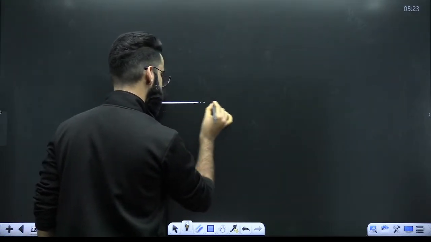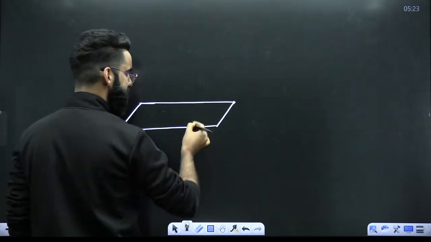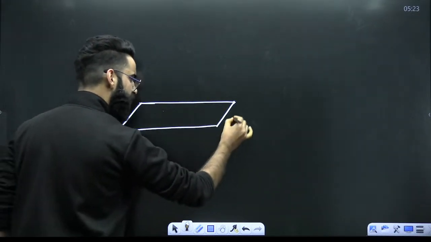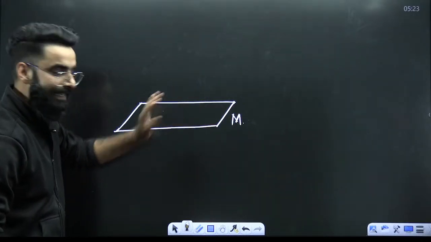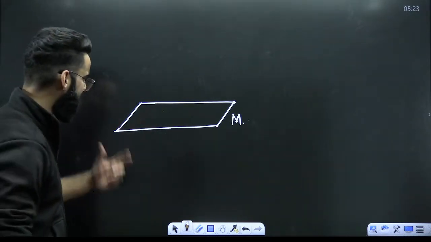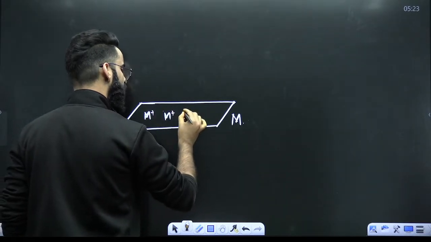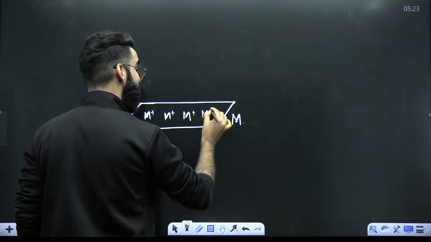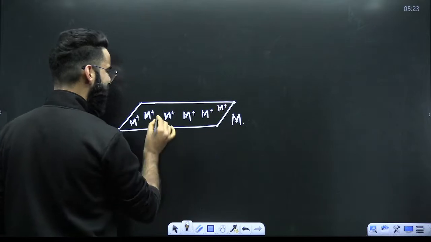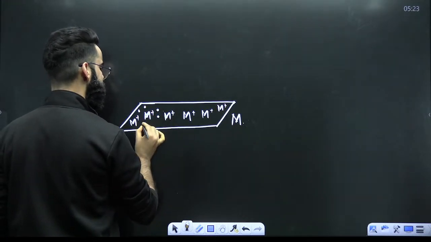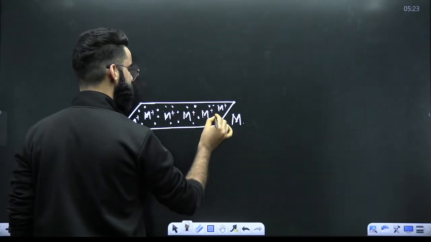Imagine this is the surface of some photosensitive metal, right? Let's say that photosensitive metal is M. My dear students, in this metallic plate, what do we see? You will see a lot of M positive ions, which are what you call kernels, basically, and in between them you see millions of electrons.